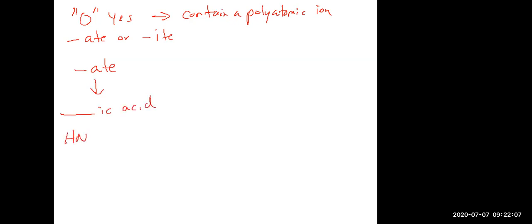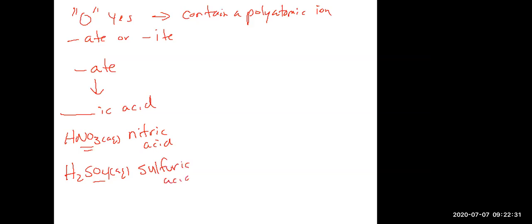So HNO3, also with the little aqueous. NO3 is nitrate. This becomes nitric acid. H2SO4. SO4 is SO4 2 minus. This is sulfate, becomes sulfuric acid.